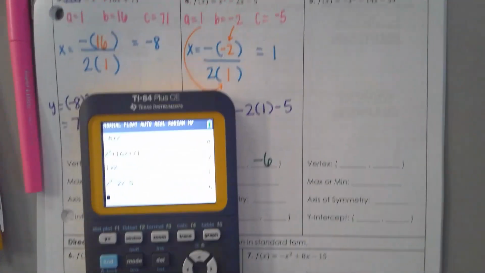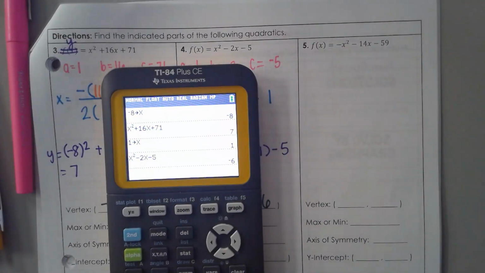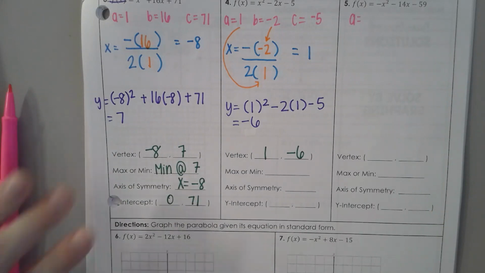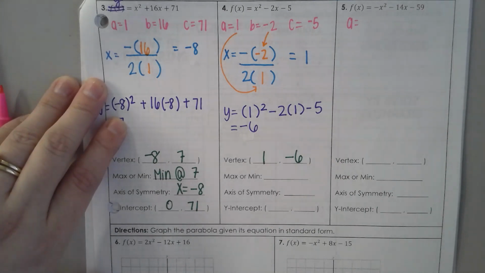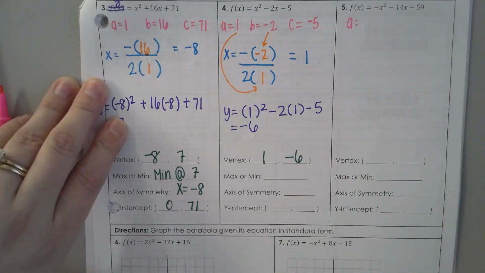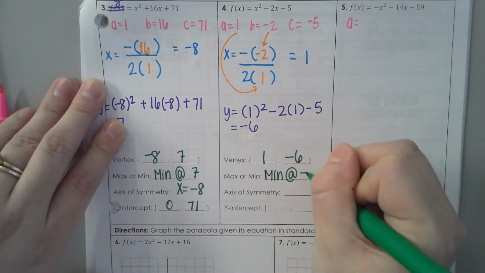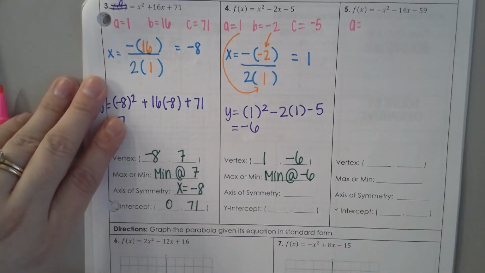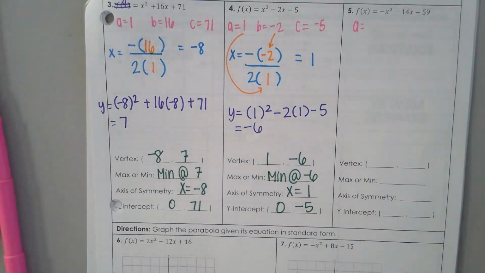I want you to try number 5 on your own. Let's finish number 4. Right. Does my parabola point up or down? It points up, so I have a minimum at -6. What's my axis of symmetry? X equals 1. And my y-intercept? 0, -5. Now you can do number 5 on your own.